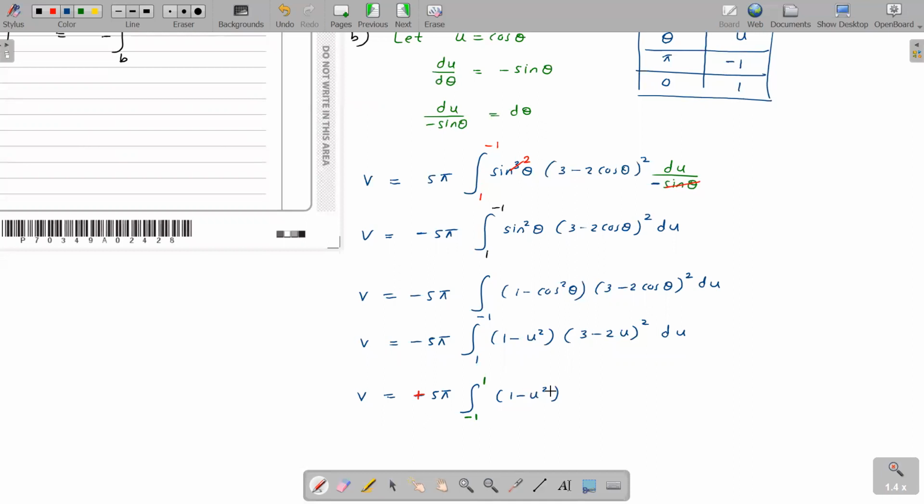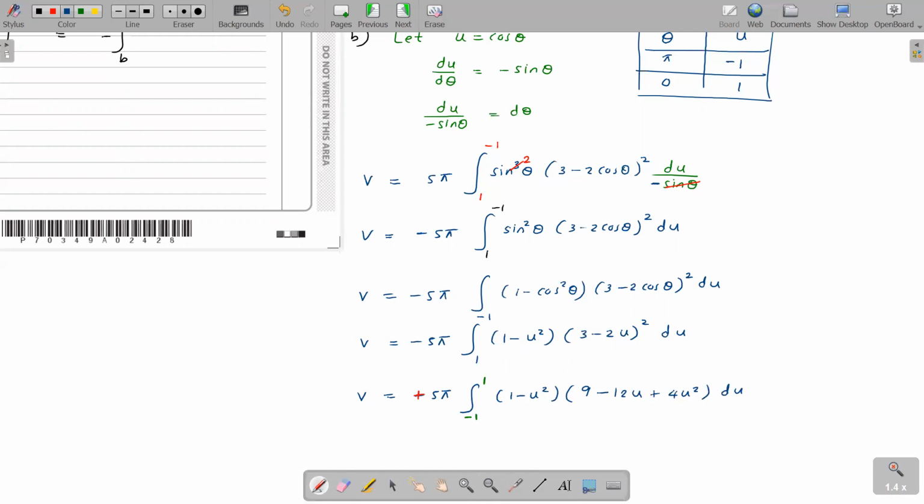1 minus u square stays where it is. 3 minus 2u, I think we'll have to open. Can you open it immediately? 3 minus 2u into 3 minus 2u is 3 square, 9, minus the double of these two. 3 times minus 2u is minus 6u. Double of that is minus 12u. I wrote down immediately: minus 2u, when you square, you get plus 4u square.